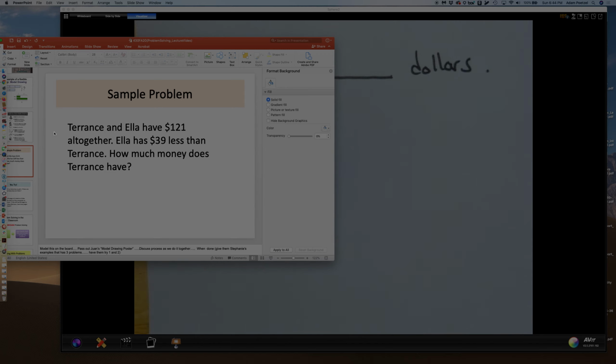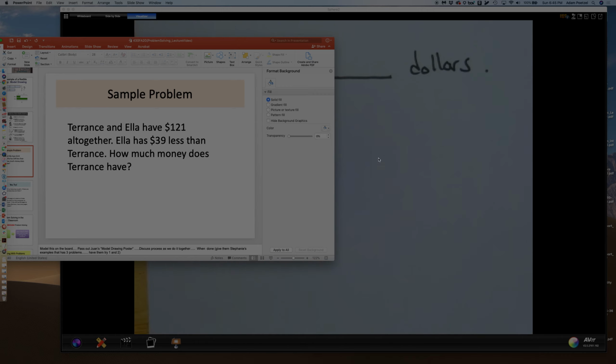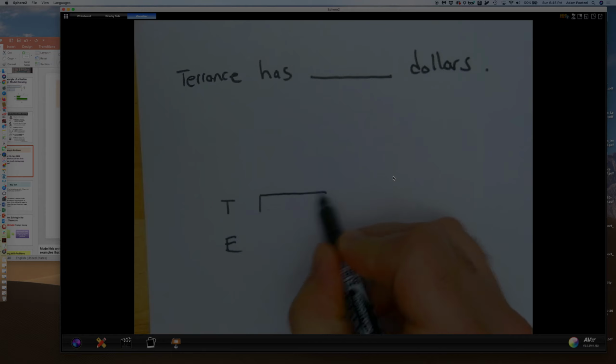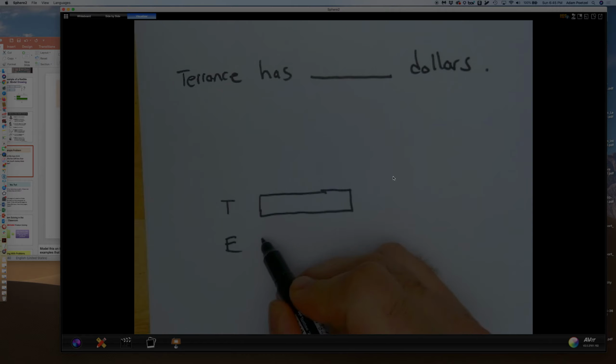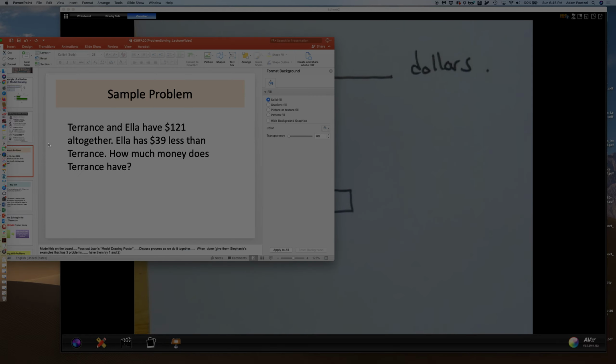And I can go back and read the problem carefully. Together they have $121, and Ella has $39 less. Well, let's take a look. So what I could do here, using the model drawing, is always bars. And so I might make a bar for Terrence and Ella. I don't know how much Terrence has, so I'm just going to make a bar that represents Terrence's money. I know Ella has $39 less, so I'll make hers just a little bit shorter because she wouldn't have as much money. And it says all together they have $121.